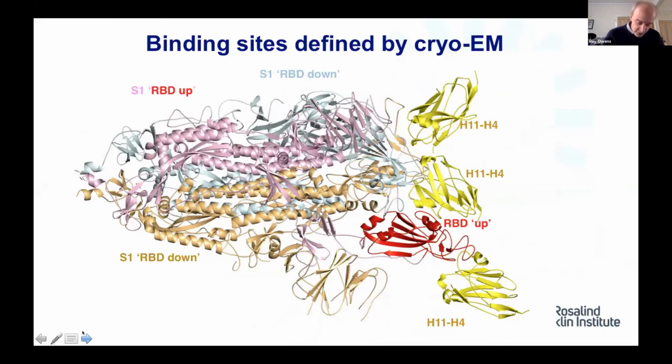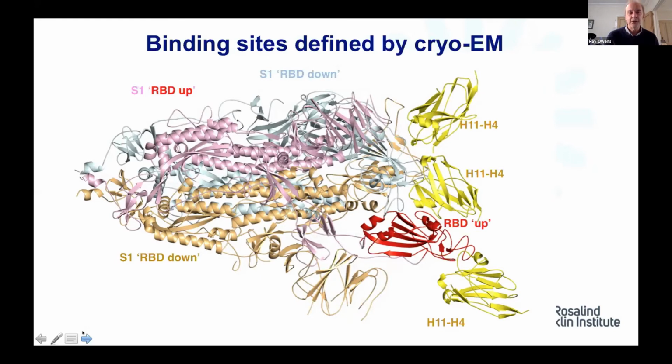Working in collaboration with eBIC, Diamond, Dave's group, and Jim's group, we've been studying the interaction between many nanobodies and the spike protein. This just shows an EM structure of the spike protein bound to the H11H4 nanobodies. The nanobodies are obviously not well resolved, so the electron density has been put in from the X-ray structures, showing the combination of EM and X-ray crystallography in developing these models.